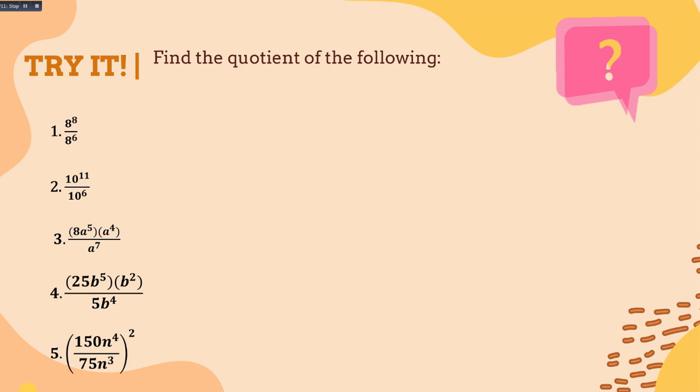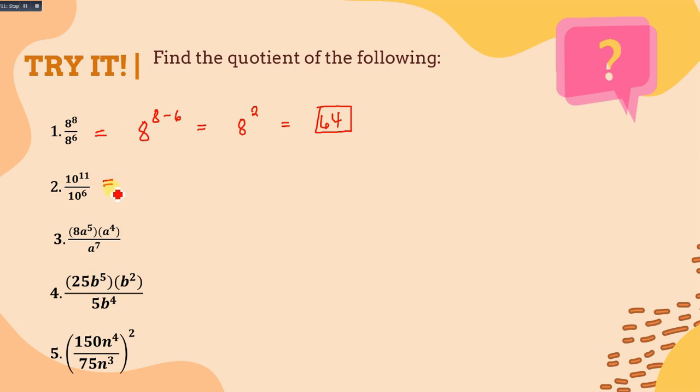Okay, so let's try it. Find the quotient of the following. The first one would be 8 raised to 8 divided by 8 raised to 6. So again, to apply the quotient rule, keep the base. We have the same base 8 and then subtract its exponent. So this will become 8 minus 6. So this will become 8 raised to 2 or 8 squared, and to simplify, we have 8 times 8, that will be 64. Okay, so that will be the final answer.